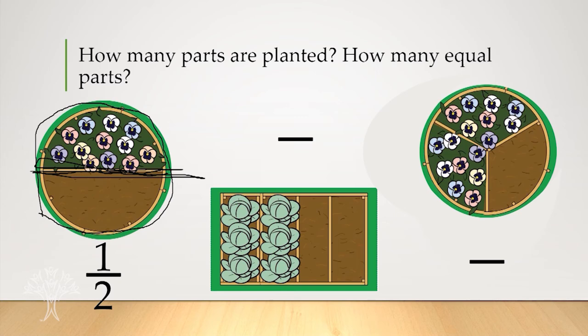Take a look at the next 2 garden beds and see if you can write a fraction to describe what part of the garden bed has plants in it. Now may be a good time to pause the video and restart it when you're ready to talk about what fraction of the garden bed has plants in it.